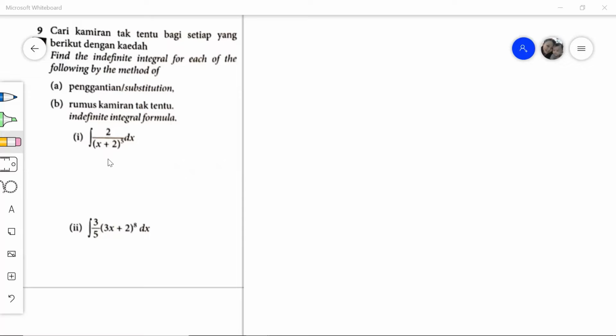Over here, the expression that we need to integrate is in the form of a linear expression, in the form of ax plus b raised to the power of n. So for this one, we can integrate it. Again, we can treat it as ax plus b. Copy everything, raise it up to the power n plus 1, and then divide by n plus 1.